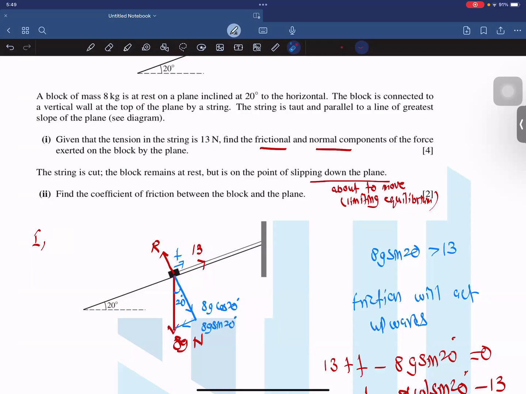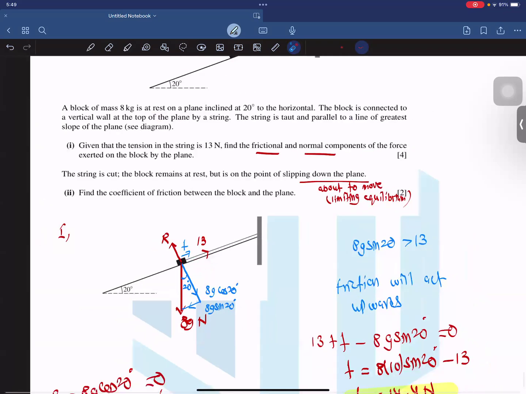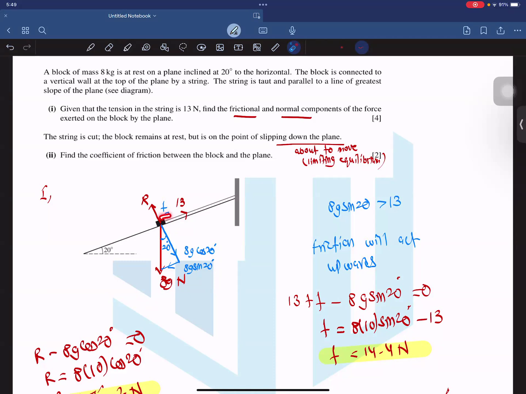So 8g sin 20 has a higher magnitude as compared to 13. Therefore, the friction will act upwards. Here I have mentioned that the friction will act up the plane. So this 13 Newton and the frictional force will act in the same direction. So 13 plus F minus 8g sin 20 is equal to 0, because the forces have a sum of 0 since the block is in equilibrium. It is stationary.